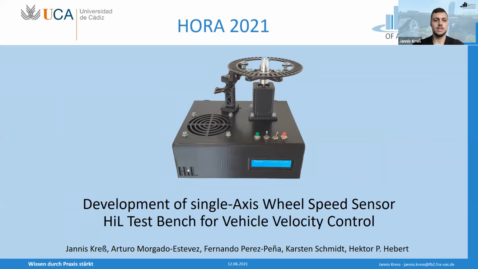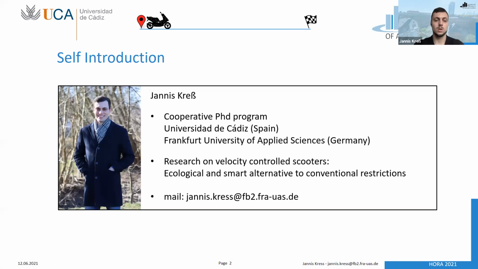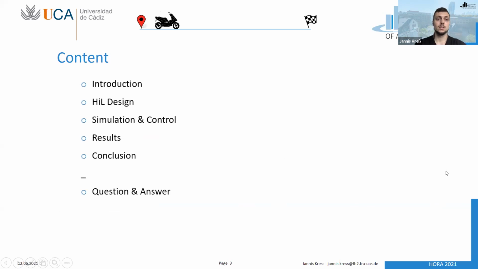So I'm going to talk about the development of a single-axis wheel speed sensor hill test bench for vehicle velocity control. My name is Yanis Kreb, and I'm doing a cooperative PhD between the Universidad de Cádiz in Spain and the Frankfurt University of Applied Sciences. I'm doing some research on velocity controlled scooters to get a more ecological effect and to give a smart alternative to conventional restrictions like they are used in 50cc scooters. At first, I'll give you a brief introduction, then my hardware-in-the-loop design, some simulation and control, and at the end, of course, the results and a small conclusion.